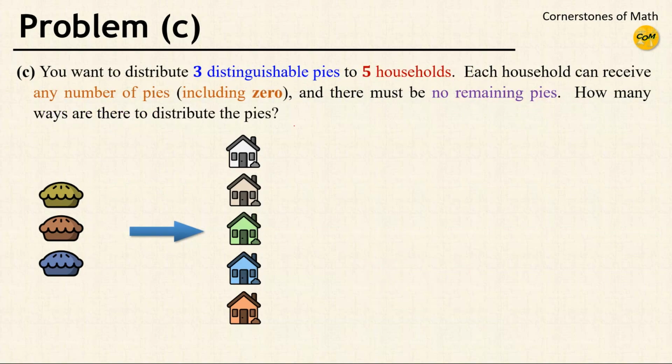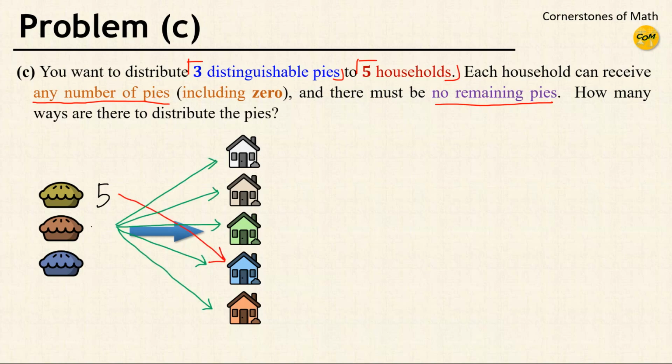Next, the third problem. You want to distribute 3 distinguishable pies to 5 households. Each household can receive any number of pies including 0, and there must be no remaining pies. How many ways are there to distribute the pies? We start the same way. The first pie has 5 choices. But here's the part where it becomes different from the previous problem.